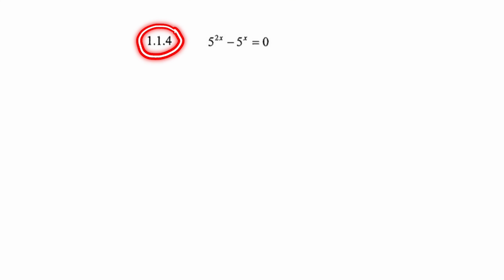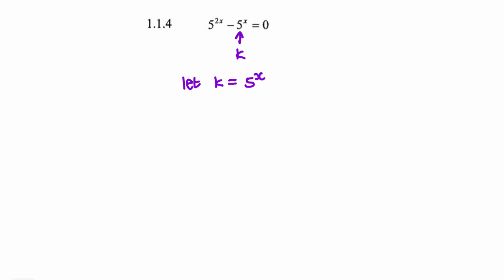Question 1.1.4. Here we have 5 to the power of 2x minus 5 to the power of x is equal to 0, and we want to solve for x. What I recommend you do is replace 5 to the power of x with k. So we can say let k be equal to 5 to the power of x. And then we can rewrite the equation as k squared minus k is equal to 0.